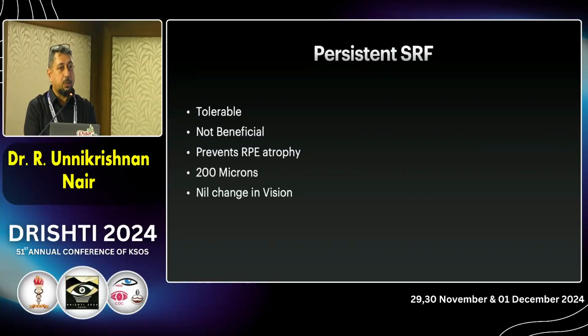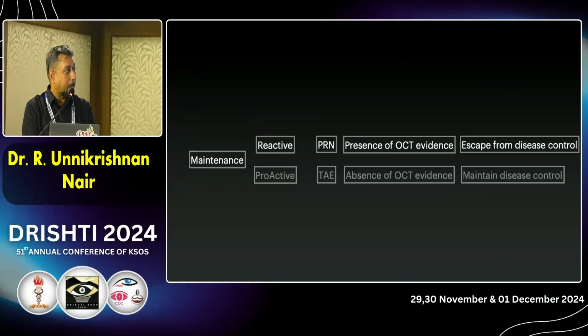Persistent fluid is something we have to know. What do you mean by persistent? There's no such thing as beneficial fluid, and no SRF is good, but there is a concept now that you can tolerate some fluid, and that is 200 microns. You can tolerate 200 microns of subretinal fluid provided it does not change or the visual acuity does not drop. That is what you mean by persistent or tolerable SRF.